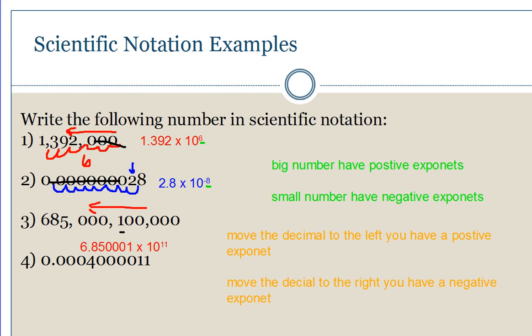Alright, so same thing down here, except now I'm moving to the right. And this is a small number, so my exponent will be negative. So I count the places 1, 2, 3, 4. Alright, but I have to keep all these other numbers. Why? Because of these two ones down here. I can't get rid of these zeros. The only zeros I can get rid of are these right here.